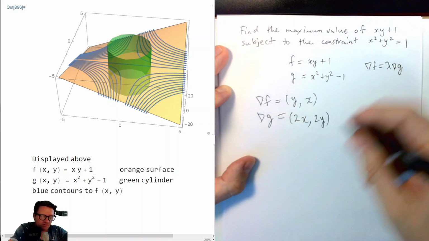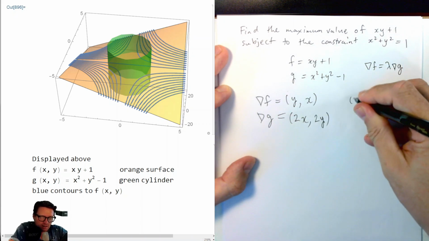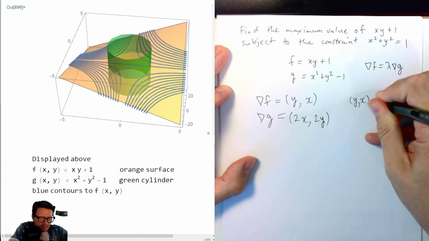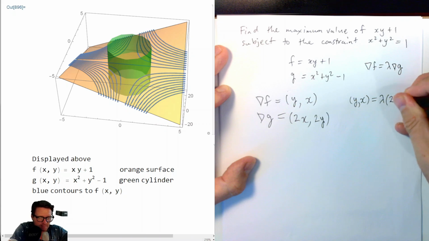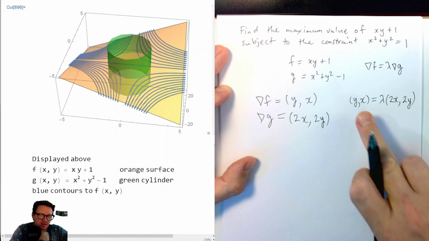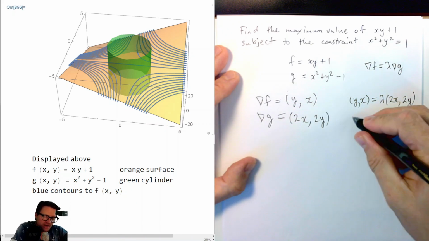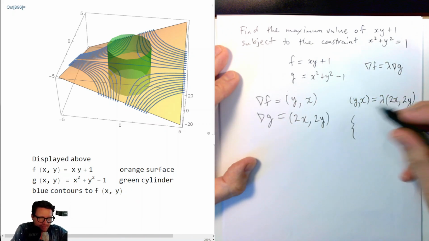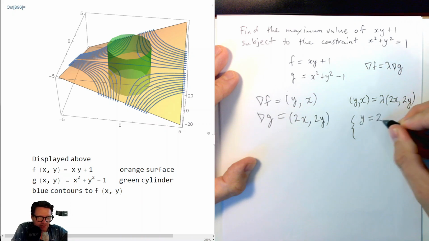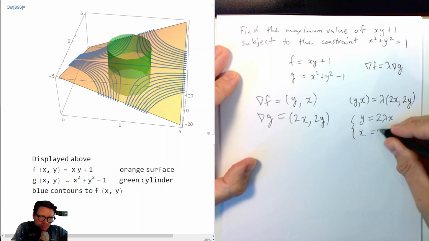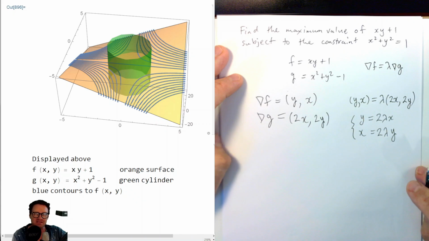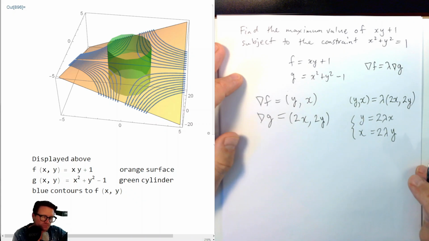And so this equation right here says this vector is parallel to this vector, so a scalar multiple times it. And if we expand this out and compare components, it gives rise to this system. y is equal to 2 lambda x. x is equal to 2 lambda y. All right, now we want to solve this as a simultaneous system.